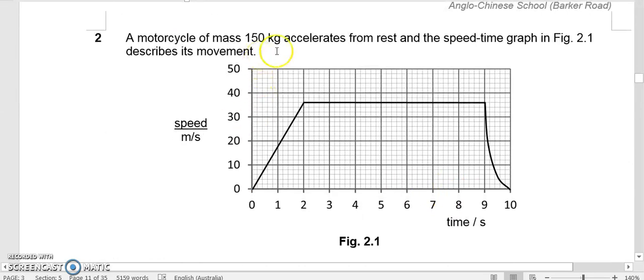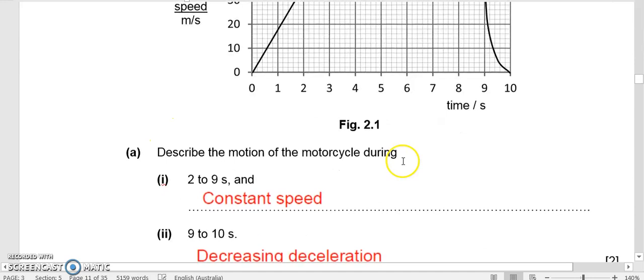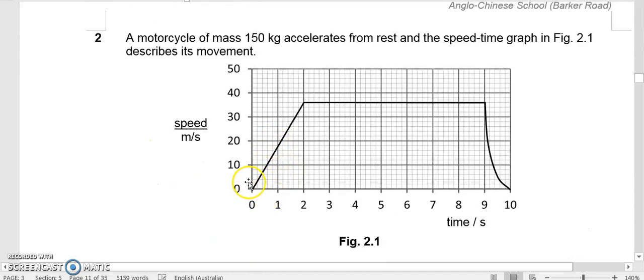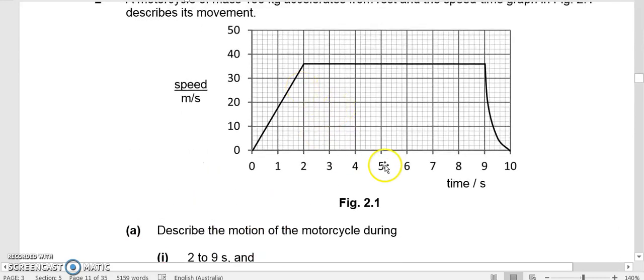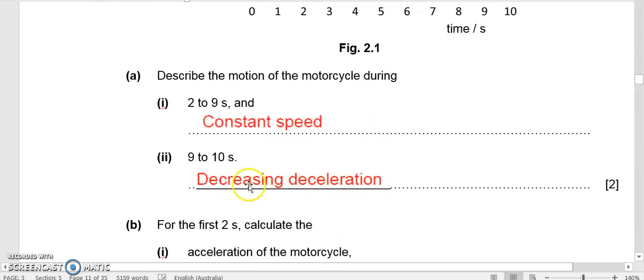Okay, so next one, you got a motorcycle accelerating from rest. You got a speed-time graph. 2 to 9 seconds over here, constant gradient means constant speed. What about 9 to 10? Is this accelerating or decelerating? So speed going down, so decelerating, but the gradient is getting less steep, right? So it's decreasing deceleration here.